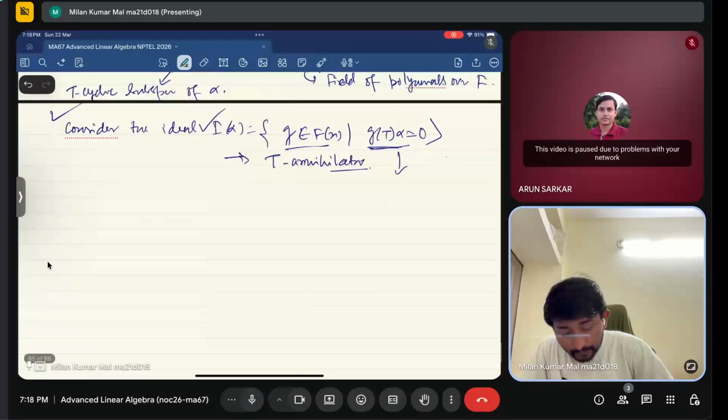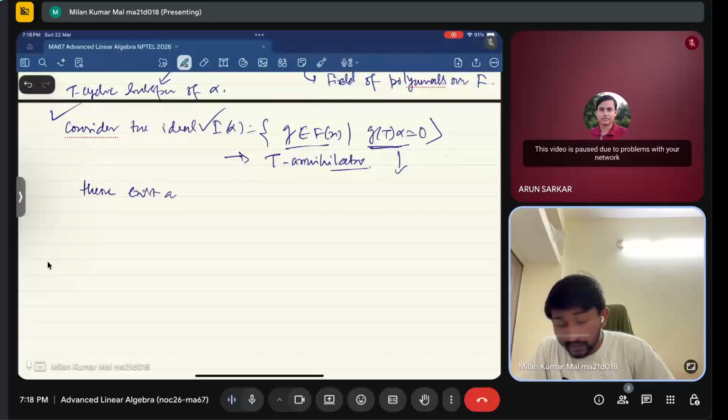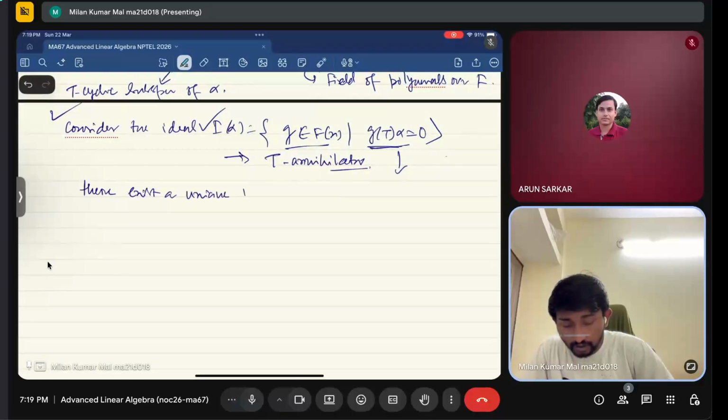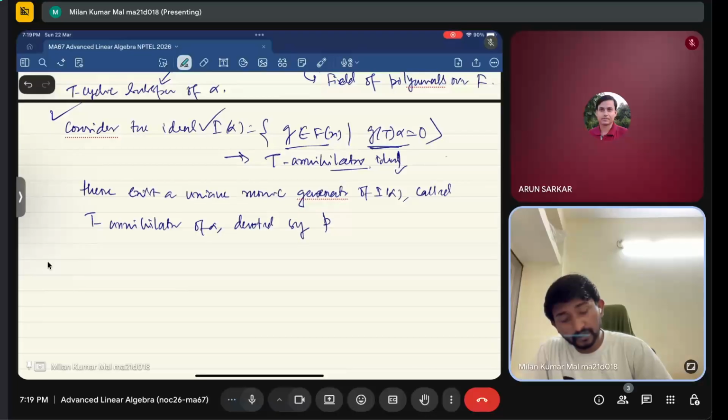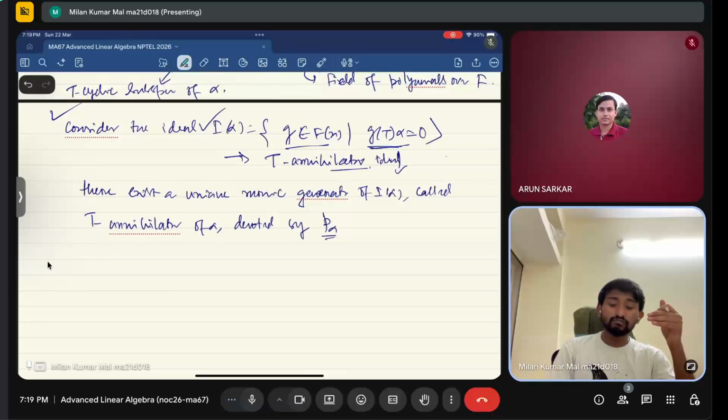So there exists a unique monic generator of I alpha, not irreducible, which is called the T annihilator of alpha, denoted by a polynomial P alpha, that is the smallest polynomial. Any polynomial which will annihilate this will be a multiple of this polynomial P alpha.